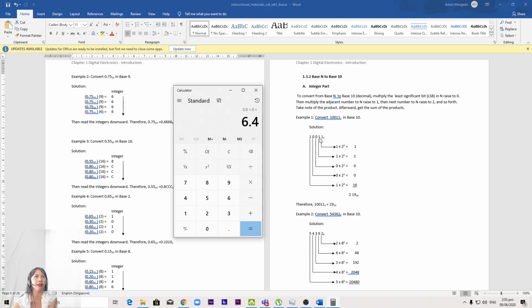So multiply the least significant bit by n raised to 0. What would be your n? This is your n, the base number. For 10011 base 2, your n is 2. So you multiply the LSB, which is 1, times 2 raised to 0. Any number with an exponent of 0 is equal to 1. So 1 times 1 is equal to 1. The answer would be 1.